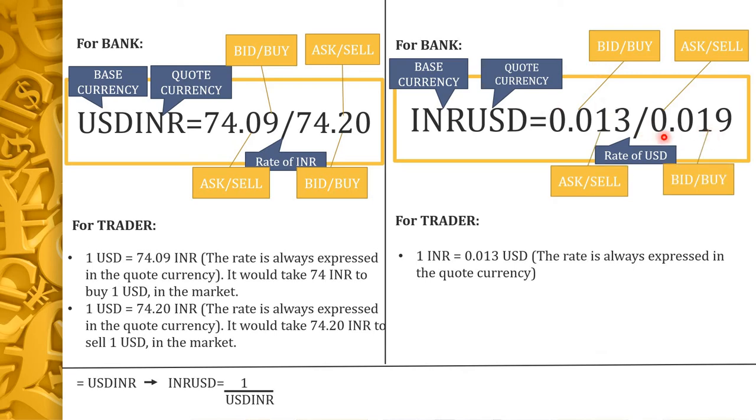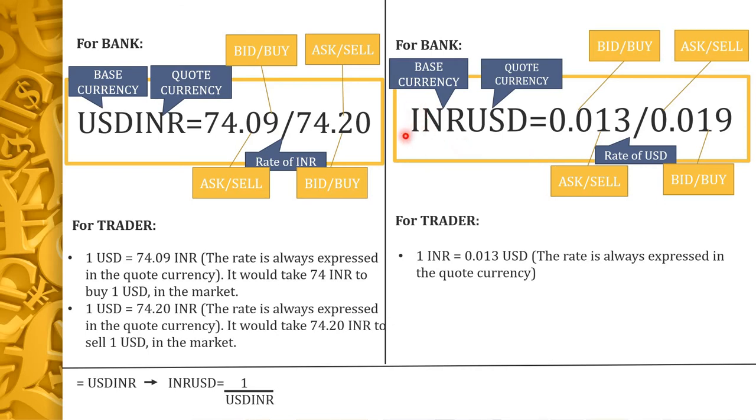And so this would be the bid rate, as the banks are willing to sell at this rate. So here, if I say 1 USD equals 74.09 INR, it would mean that it takes 74.09 INR to buy 1 USD in the market. And if I say 1 USD equals 74.20 INR, then it would mean that it takes 74.20 INR to sell 1 USD in the market.